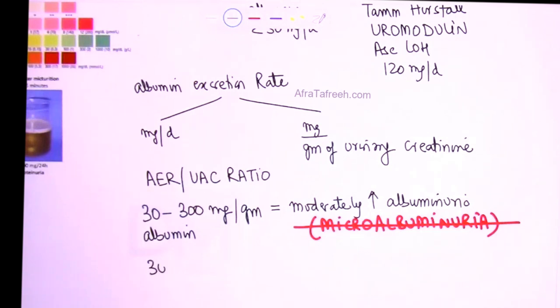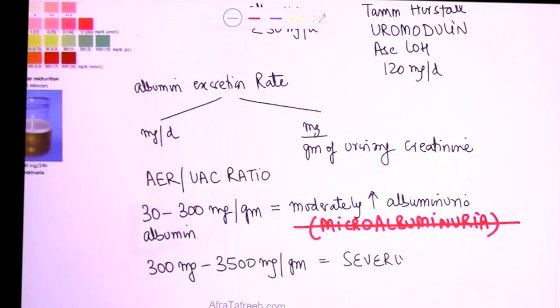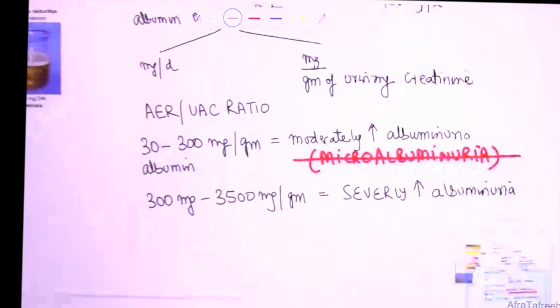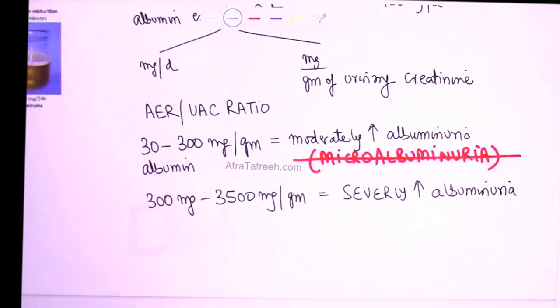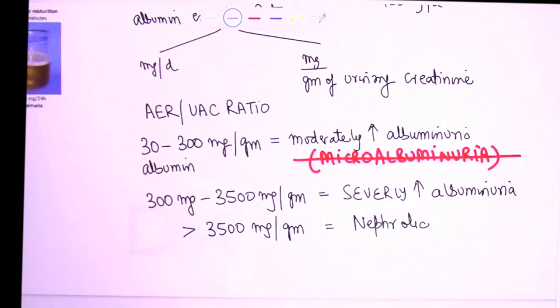Moving ahead. If you are going to read that the amount of albumin is between 300 to 3500 milligram per gram of urinary creatinine, this would mean that the patient is having severely increased albuminuria. The older term that was being used for this was macroalbuminuria. So we used to study micro and macroalbuminuria. Now those terms are no more used, and rather the terminology is changed into English version only: moderately increased and severely increased albuminuria. If the concentration of protein in the urine is more than 3.5 grams, you can very well understand that we are talking about nephrotic range proteinuria. And in cases of amyloidosis, etc., it might go up to even 4 grams.